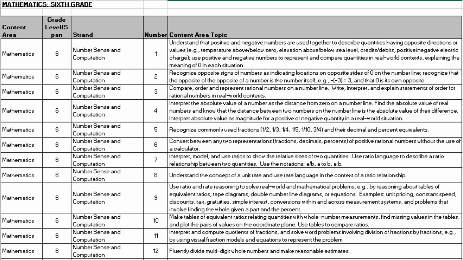This is an example of what the standards documents look like when you open them. Again, you'll see on the left-hand side the content area of mathematics. The grade level here is grade 6, and then the strand. You'll notice that there are many standards here listed for number sense and computation, and they are numbered 1 through 12 in order. And again, under content area topic, you'll notice that there are headings, there are standards, there are indicators, there are sub-skills, which are not denoted differently from each other. So that'll be important for you to think about how you might suggest these standards be organized moving forward.